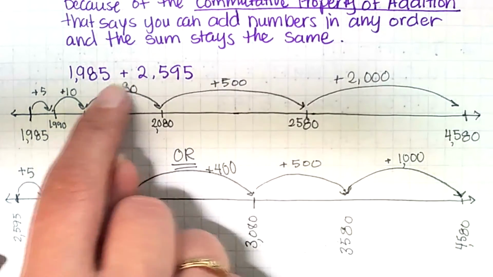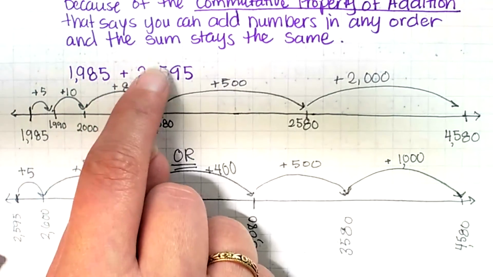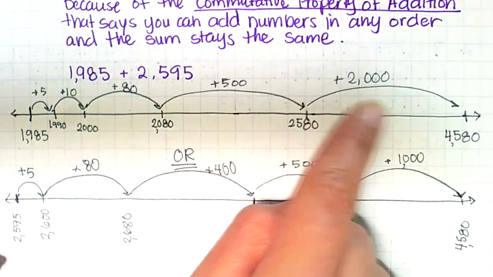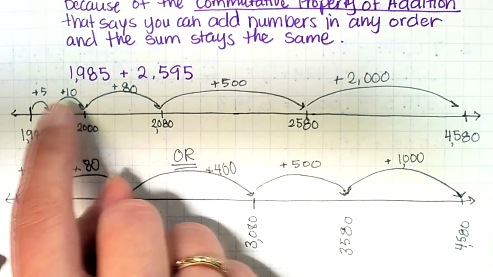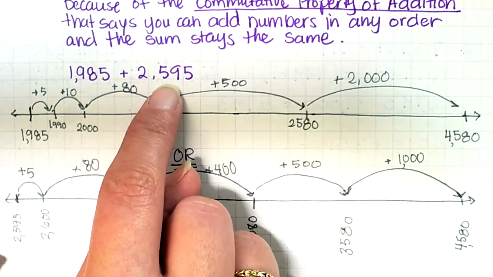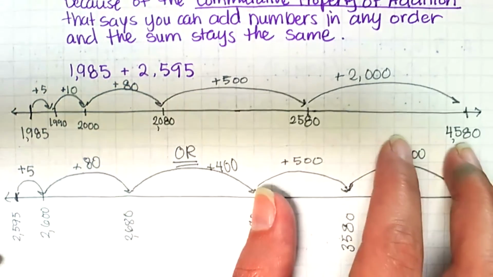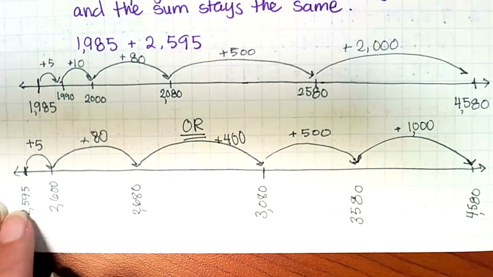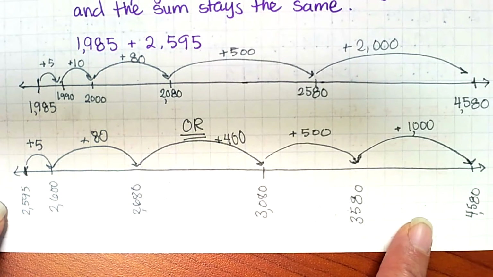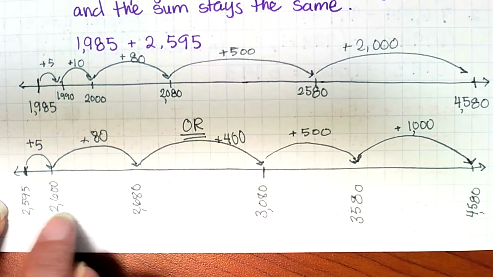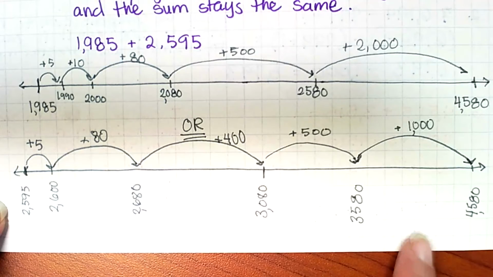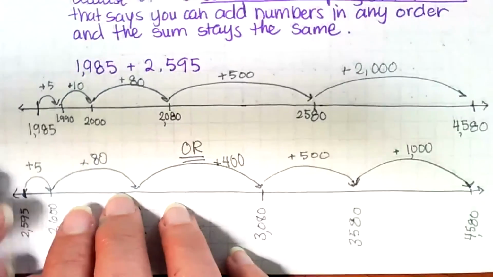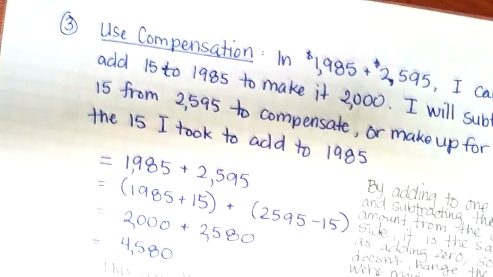Now remember, all of these parts are equal to our second number. So 2,000 plus 500 plus 80 plus 10 plus 5 is 2,595. And the same works when I add it in the opposite order. I'm making those jumps to make my groups of tens or hundreds or thousands, so it's easy to work with. Now for your guided practice questions.